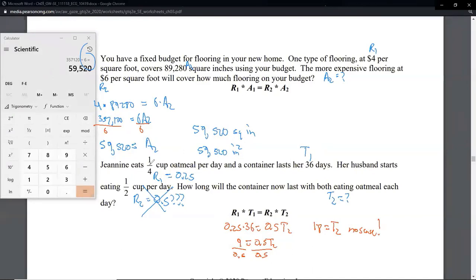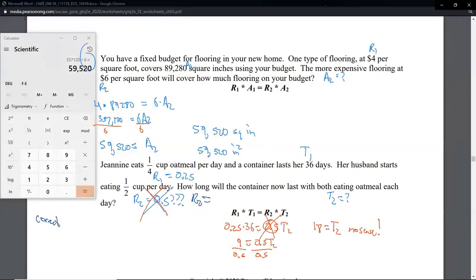But it's not just the husband, it's Janine eating a quarter of a cup and the husband eating half a cup, which means they're eating 3/4 of a cup, or 0.75 cups a day, which means it will take less time than half of the original time. So a lot of people will say 18 days makes sense because it's less than 36 days, but when you think about it deeper, yeah, it's kind of ballpark, but because it's the two of them eating, the 0.5 was wrong. That is not the consumption rate. So let's actually do this correctly now.